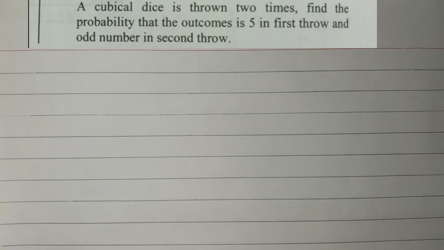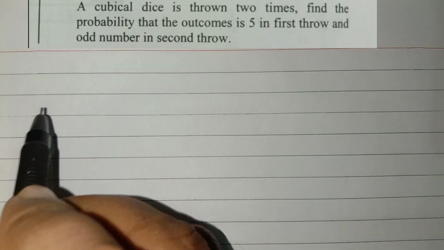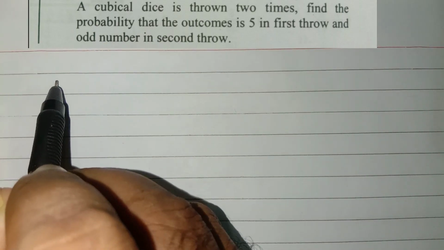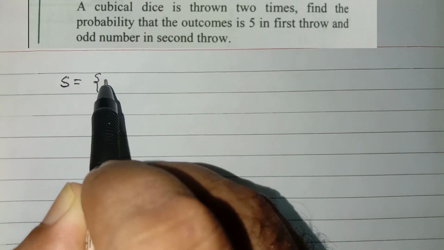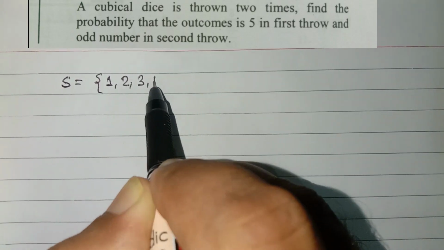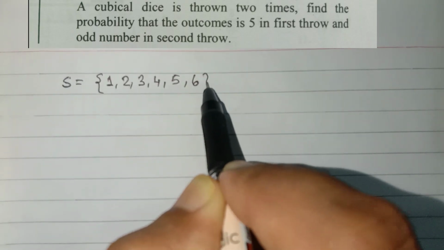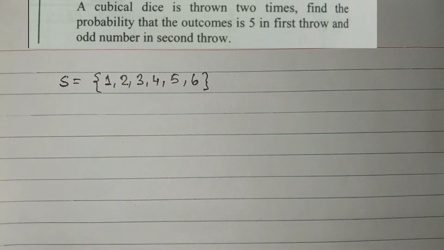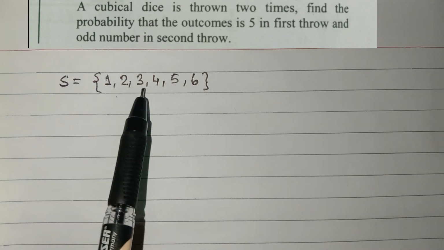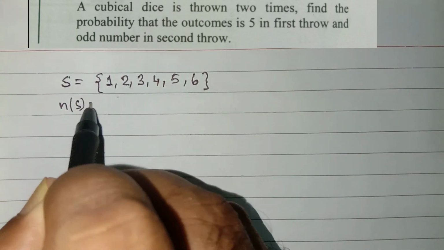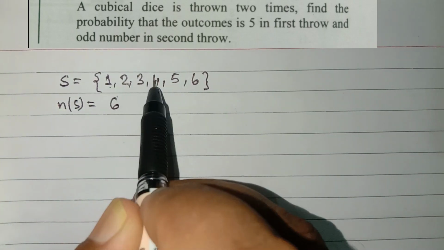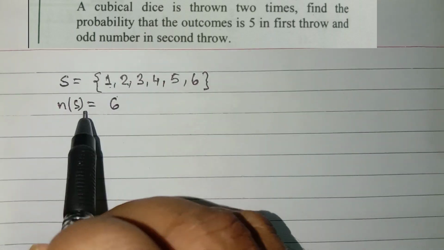So dear friends, here we are given a cubical dice. In a dice, the sample space is 1, 2, 3, 4, 5 and 6. Sample space means the total possible outcomes. So in a dice the total possible outcomes are 1, 2, 3, 4, 5 and 6, and we can say that the number of samples is 6. Right? So total possible outcomes are 6 in number.